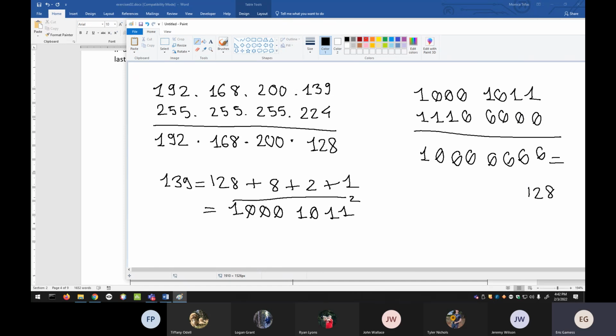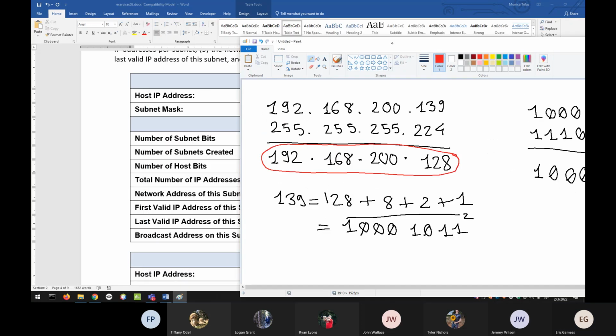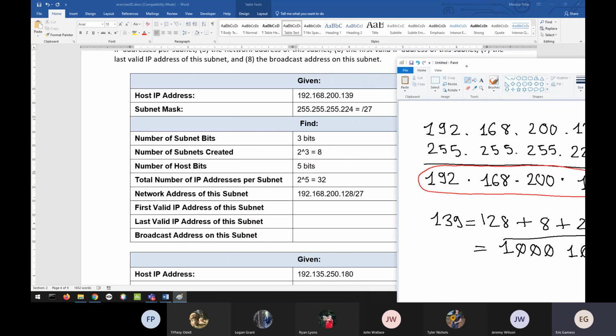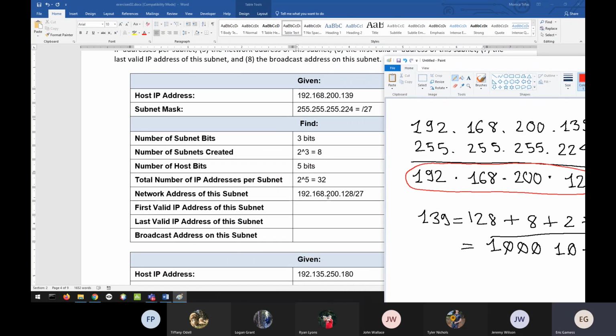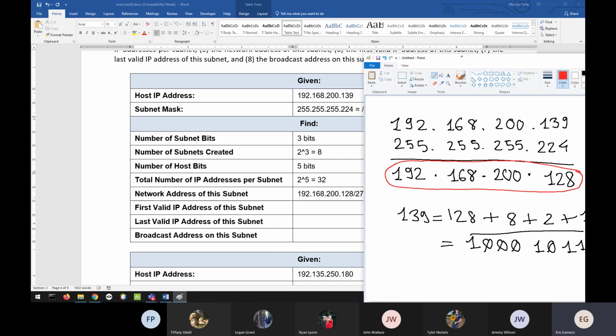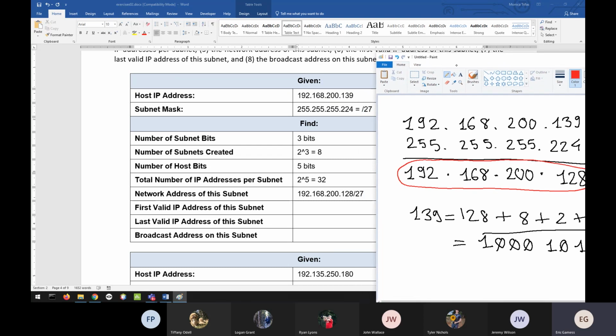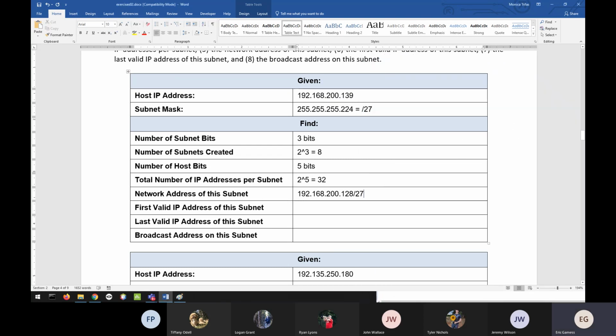So look at this result. This result is exactly what we put there. We put that it belonged to the network 192.168.200.128. So we found the same result by doing different methods. So this IP address belongs to this network.